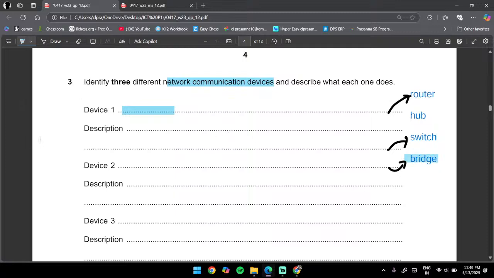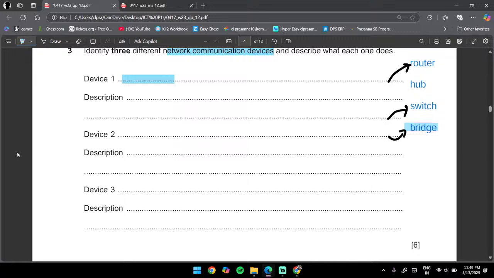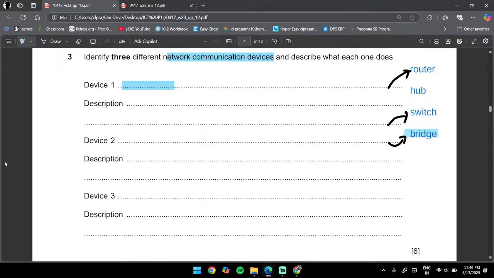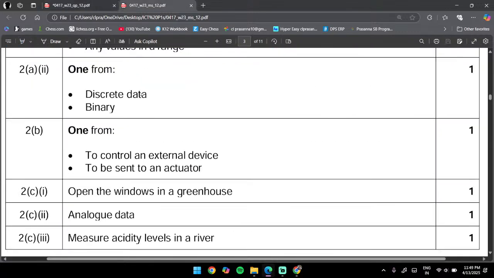Then for bridges, you can easily say that a bridge is used to connect two or more LANs together with the same protocol. Yeah, I think for 6 marks that should be enough. Let's check.